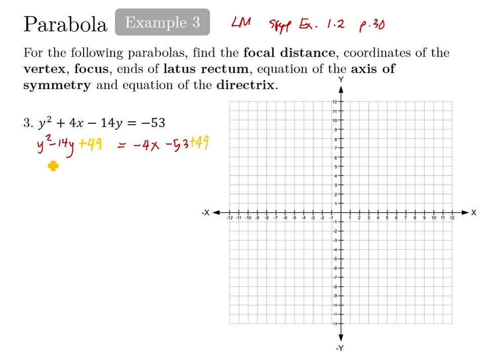So this is already a perfect square trinomial, so we can factor that out. The factor of this is y minus 7 times y minus 7. So y minus 7 squared equals minus 4x minus 53 plus 49, so it's minus 4. Okay. And then this is y minus 7 squared equals, we can factor out negative 4. So we have x plus 1.